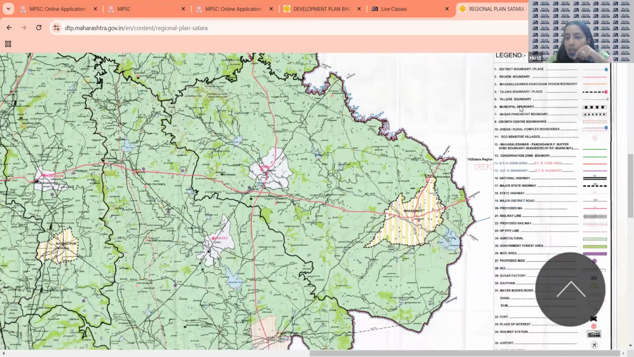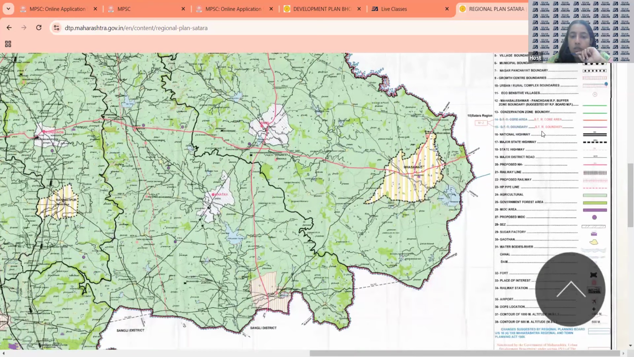Then you have different municipalities, you have Nagar Panchayats within this region. Those are marked. There are some growth centers. For example, if you see this Maswad, right? This place is marked as a growth center. You have eco-sensitive villages that have been marked. There are different boundaries. Your municipal boundary, Nagar Panchayat has a different boundary. Urban rural complex boundaries, right? Now these have been marked.